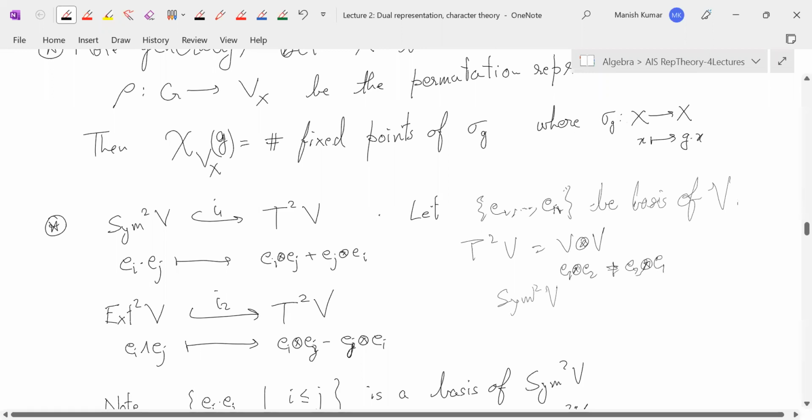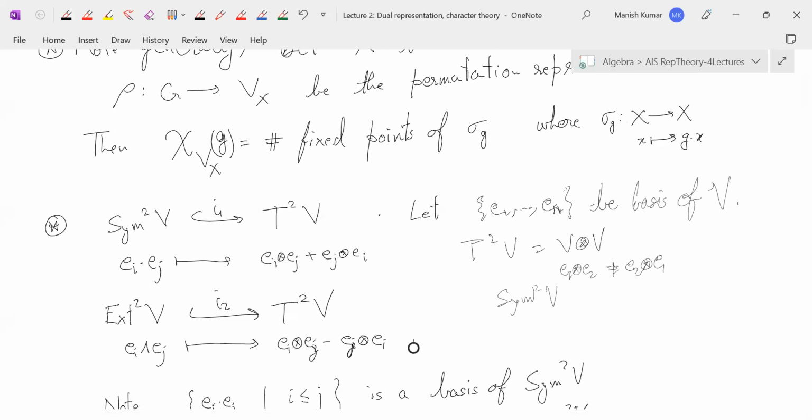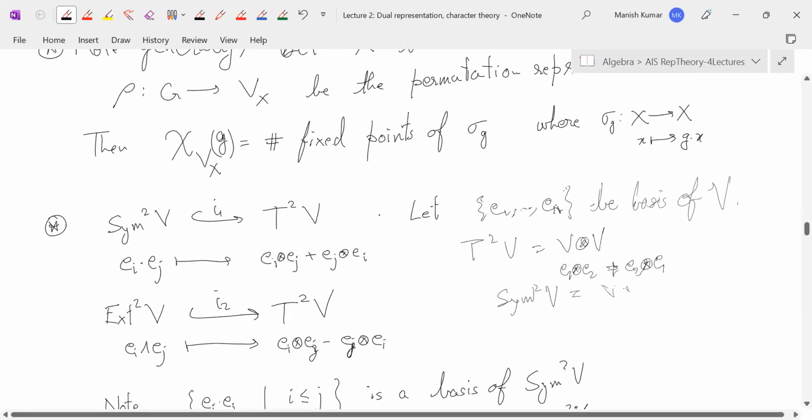You can define Sym^n V, but I don't want to do that in that generality right now. Sim2V is just V tensor V modulo these relations: V tensor W minus W tensor V, for all V, W in capital V. If you go mod the subspace generated by these relations, what you get is Sim2V.